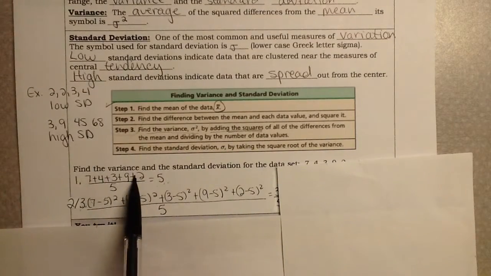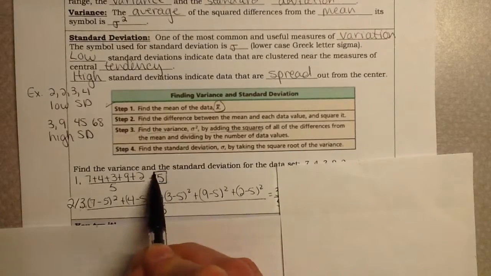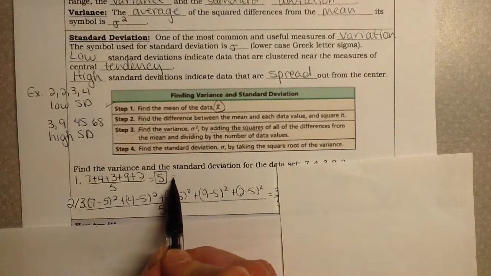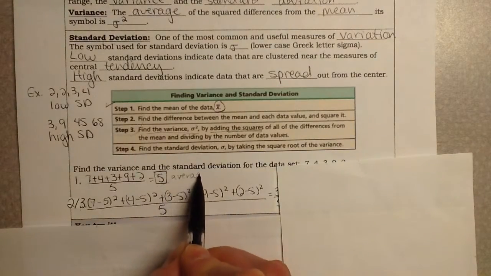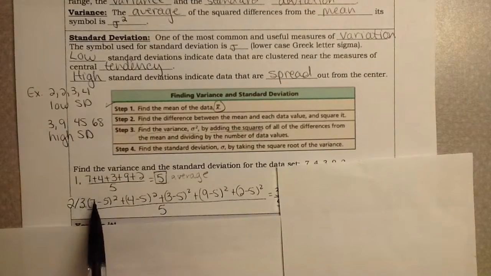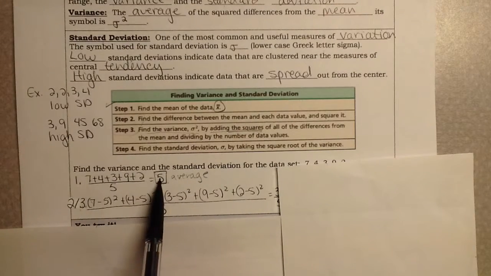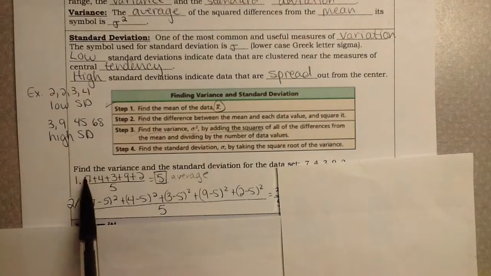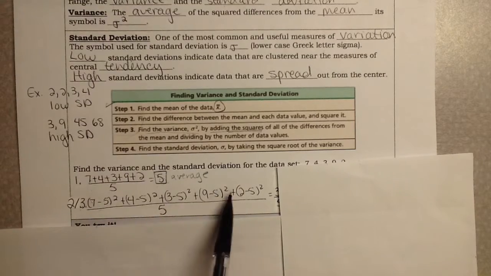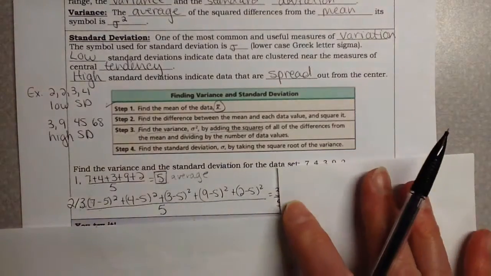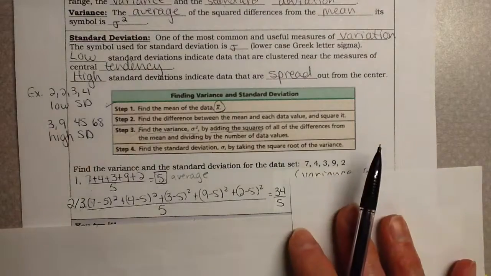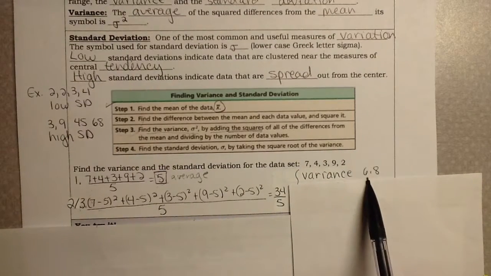First you find the average, you use the average. You go back to each data value and you find out how far away it is from the average, each piece of data. You square it, and then you find the average of that. That's going to be your variance. So here, our variance ends up being 6.8.